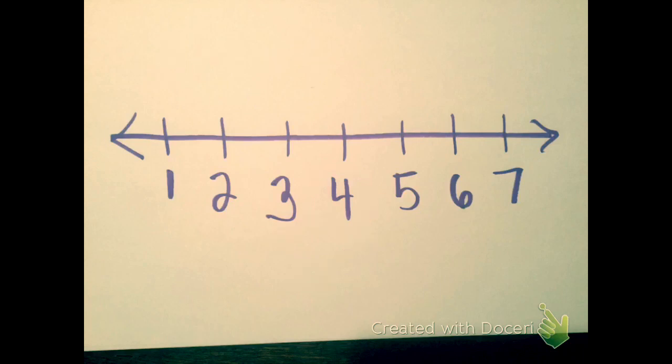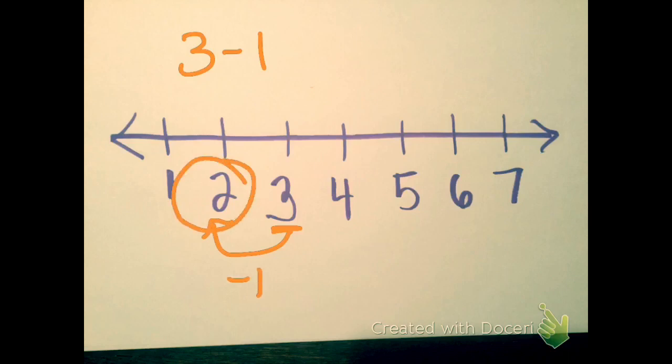Similarly, if I were trying to figure out 1 less than 3, or 3 minus 1, I would start at 3, and then I go back 1, and I land on 2. So 3 minus 1 equals 2.